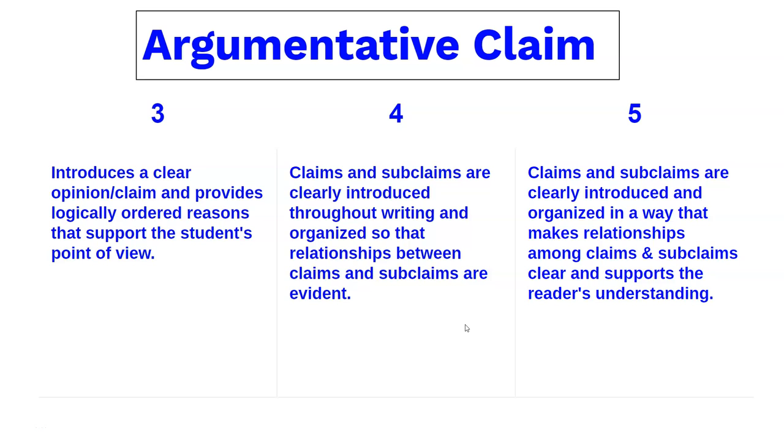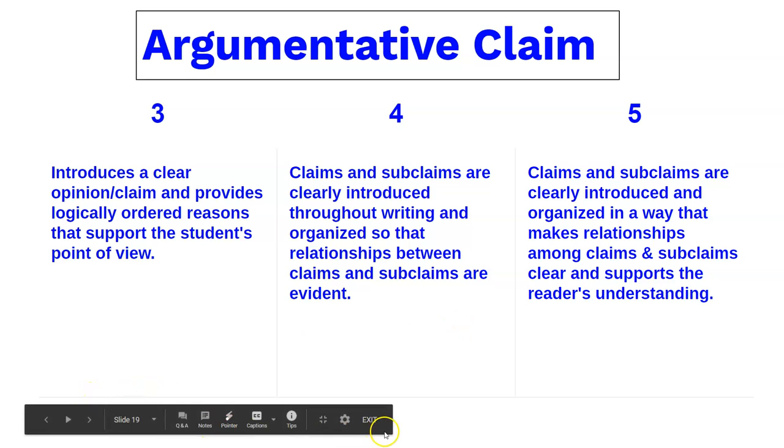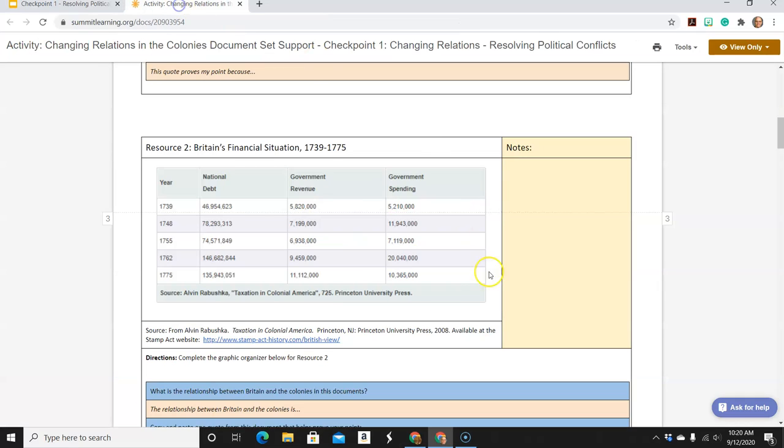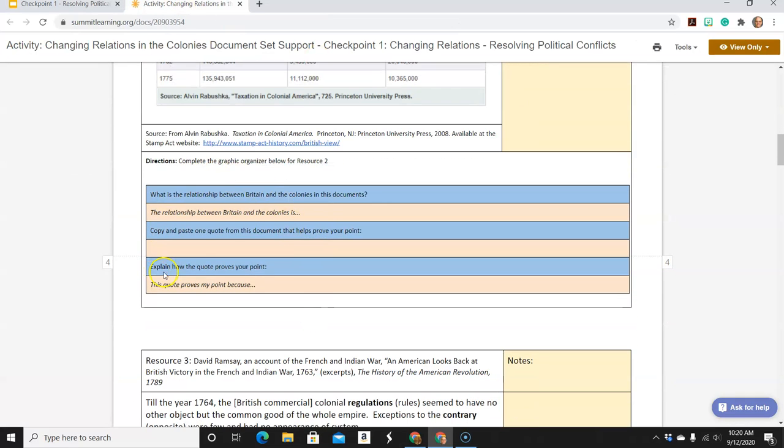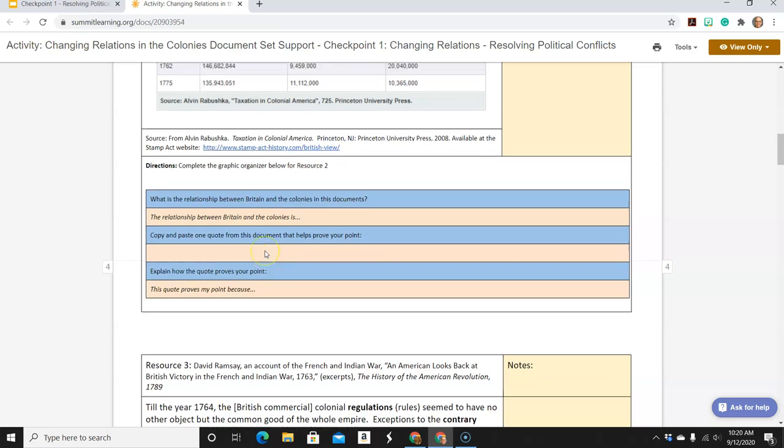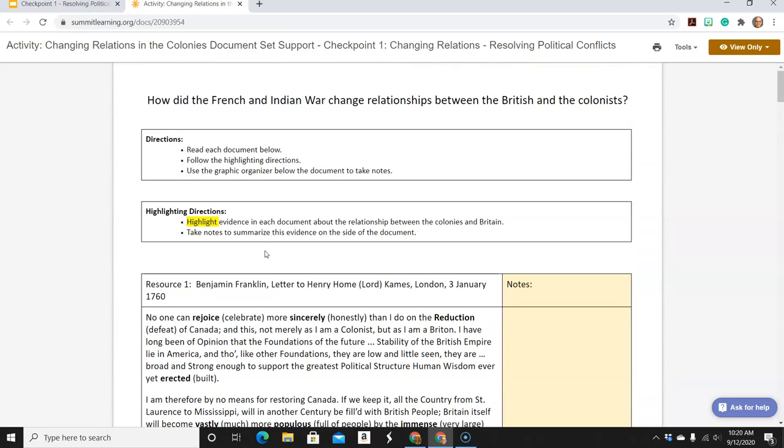The only difference is that in the support one, it's going to have these boxes here, which basically ask some follow-up questions like, what is the relationship between Britain and the colonies in this document? The relationship between Britain and the colonies is... So they provide sentence stems, some things for you to think about as you're reading its primary source. Okay, guys, so there's a total of 8 resources in this document set. You only need one. Pick one and find some evidence to support your argument of claim.